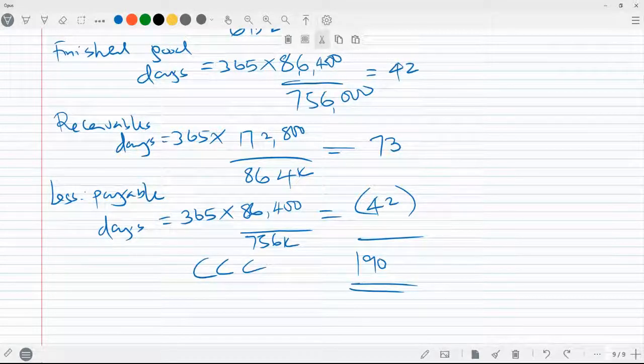Is the company doing well or badly off? You can't tell because you don't have a point of comparison. You do require data to compare with, for example last year's cycle or maybe the industry cycle, but now you can make a comparison based on the cycle you have there. We get 190 days.